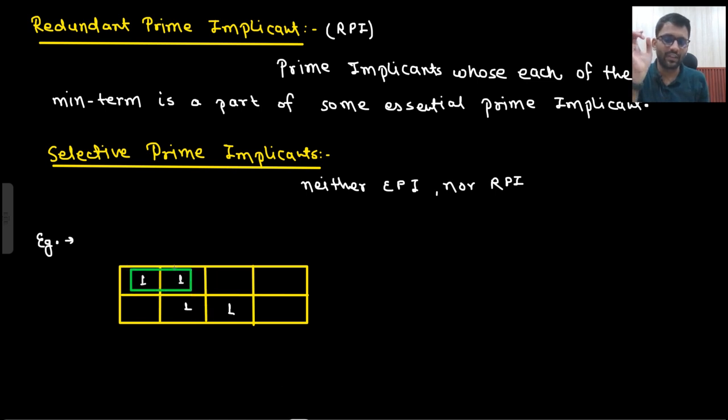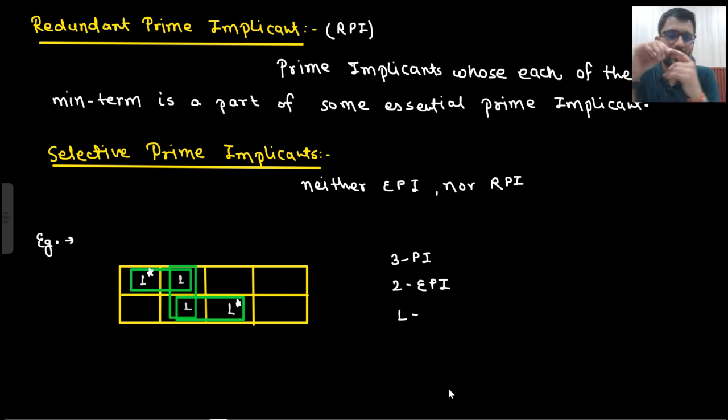Let's take the example. So first I will mark all the prime implicants. Now I will mark all the essential prime implicants, which is this one and this one. Okay. So this group, look, there are 3 prime implicants, right? And there are 2 essential prime implicants. So now there is a chance that one can be a redundant prime implicant or one can be a selective prime implicant. Out of 3, 2 are essential prime implicants. One I am not sure. It would be a redundant prime implicant or it would be a selective prime implicant. So that I need to check.